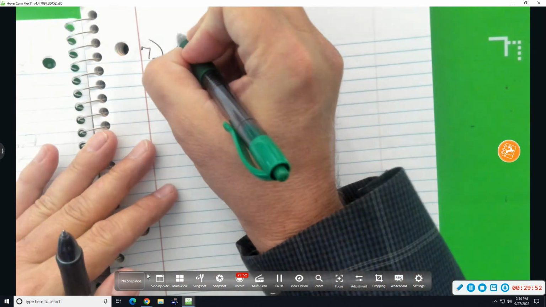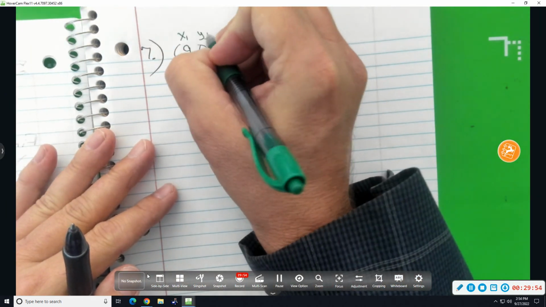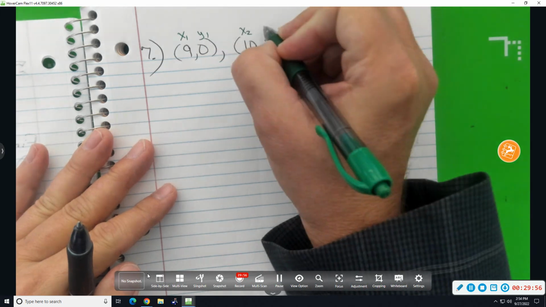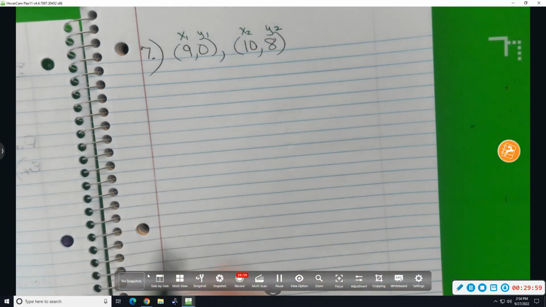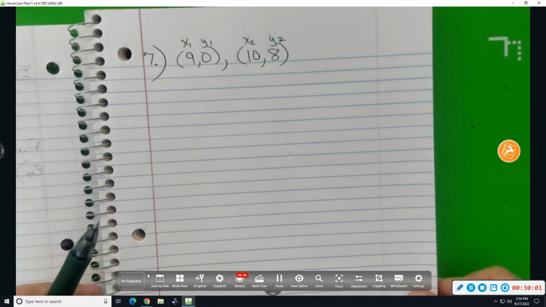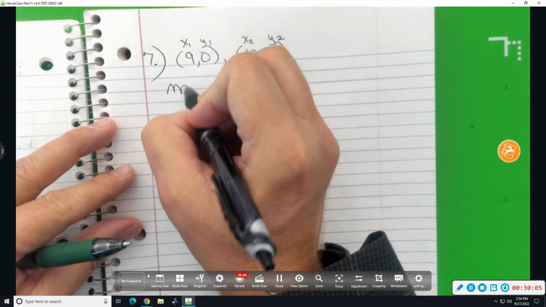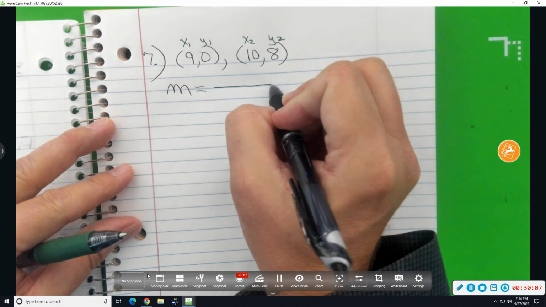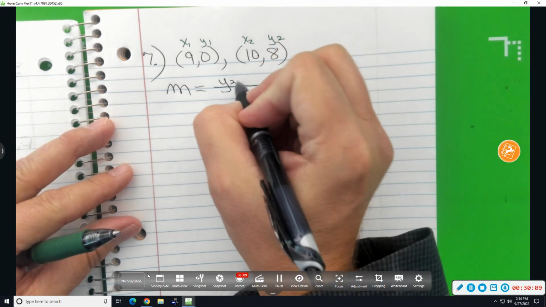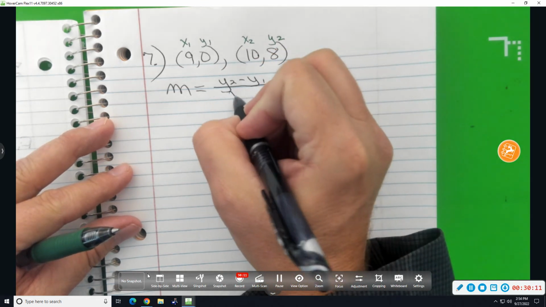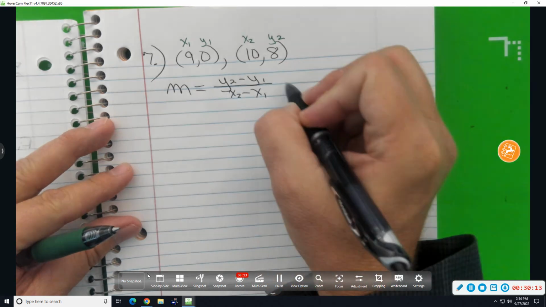So we identify x1, y1, x2, y2. So it's 8 minus 0 over 10 minus 9, so it will equal 8 over 1. Okay, so it's y2 minus y1 all over x2 minus x1.